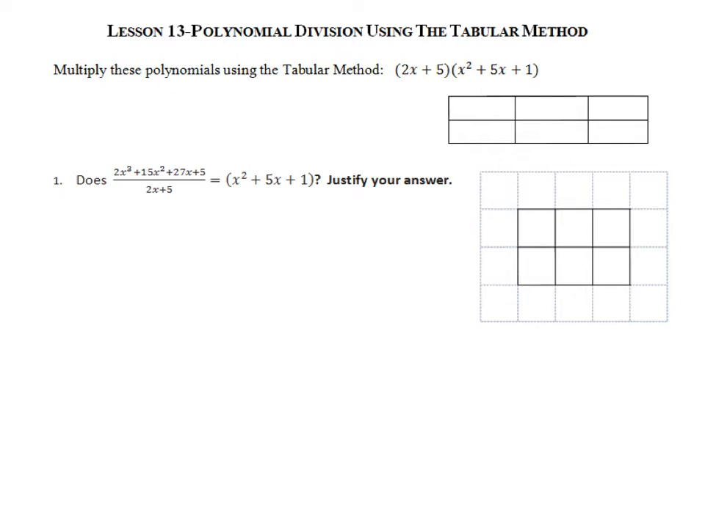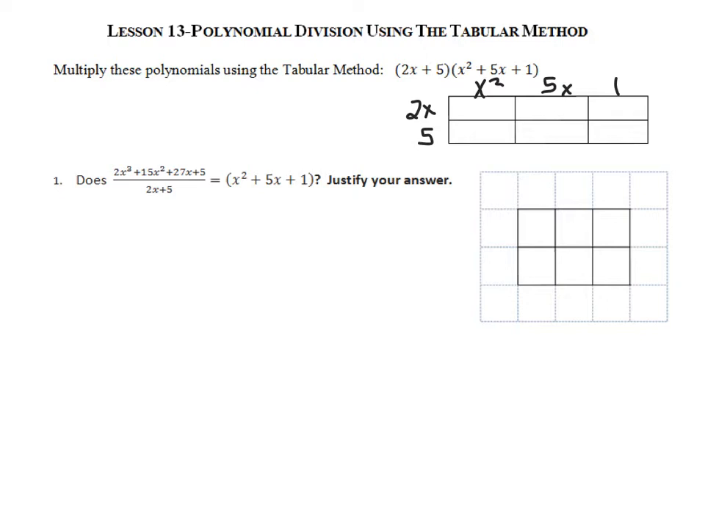If I want to multiply 2x plus 5 times x squared plus 5x plus 1, I'm going to set this up so that if I've got a 2 by 3 square for my table, I'm going to put the binomial 2x plus 5 on the left side, and I'm going to put the trinomial x squared plus 5x plus 1 on top, one term for each column. Now recall that we just go ahead and multiply each term in the binomial times each term in the trinomial.